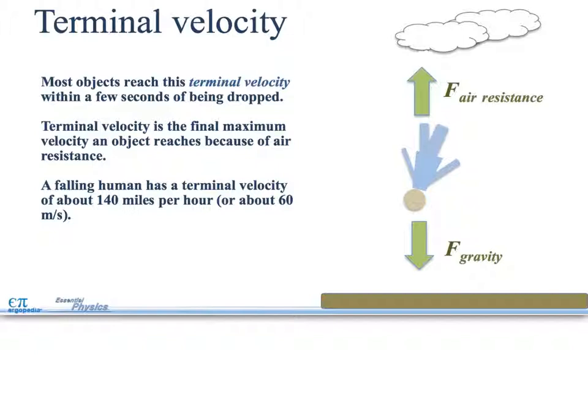Like I said on the previous slide, most objects reach this terminal velocity within a few seconds of being dropped. The terminal velocity is the maximum velocity an object reaches because of air resistance. A human falling has a terminal velocity of about 140 miles per hour.